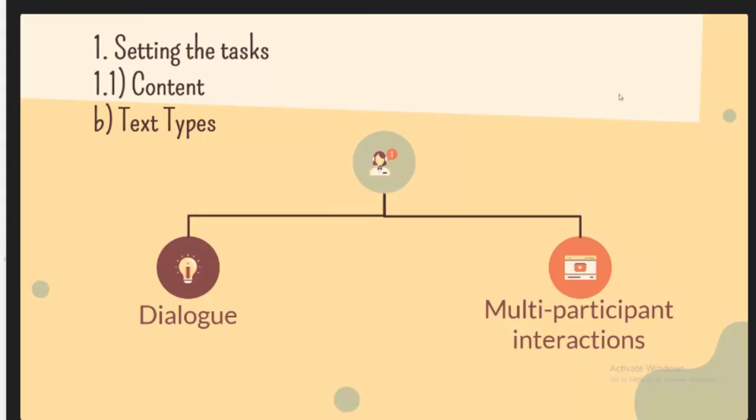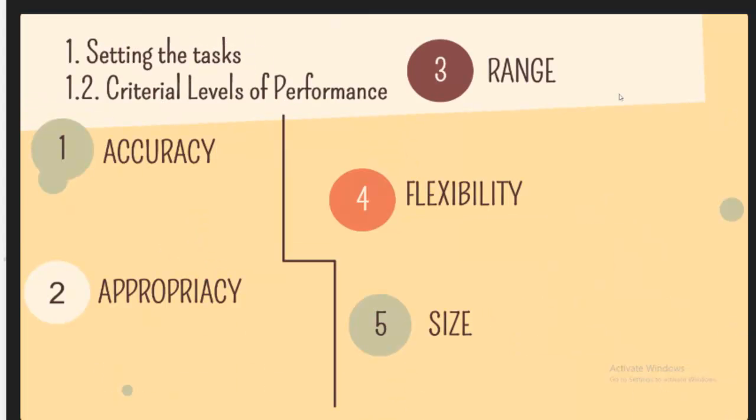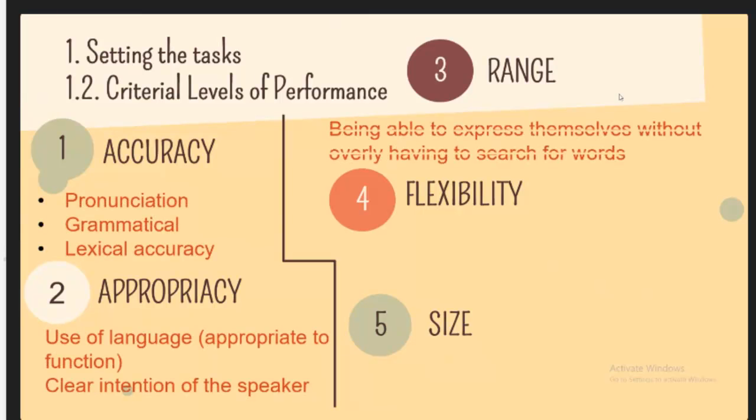Yes, and we also have two types, the dialogue and multi-participant interaction. Okay, and we have some criteria: accuracy, appropriacy, flexibility, size, and range. Oh, what do you mean by size and range? I'm joking. I know what you mean.